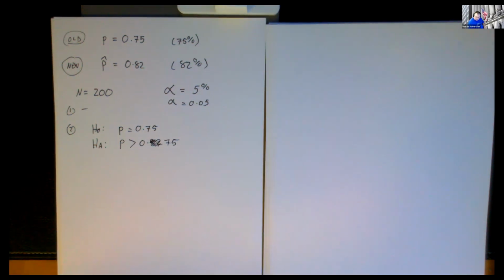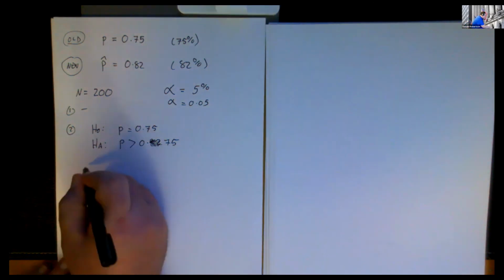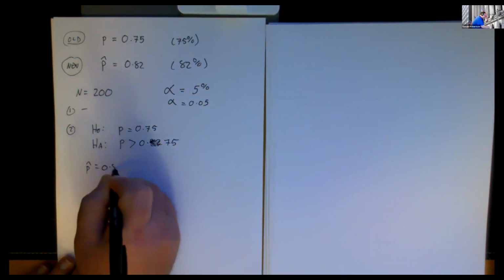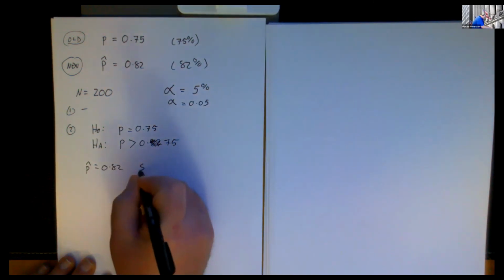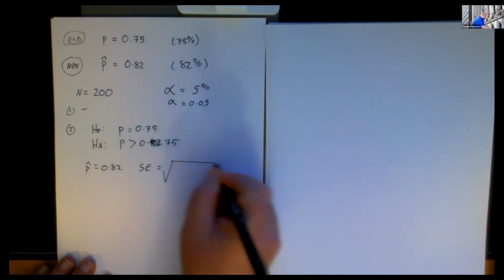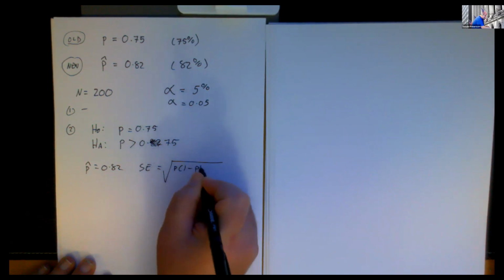We're now going to calculate all these various statistics. I've already got the p-hats, I'm just rewriting that down. I'm going to get the standard error. This time I'm going to try and make sure that I actually use the right number.